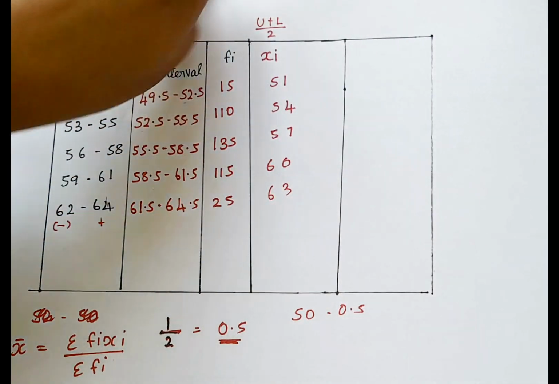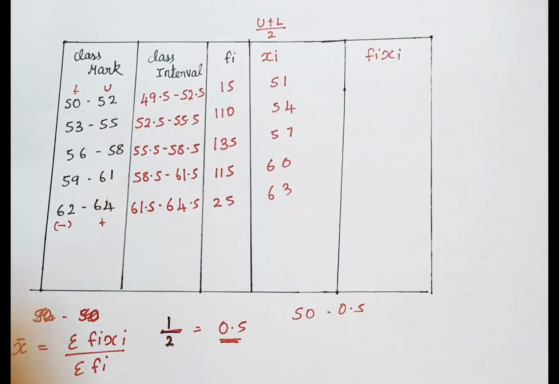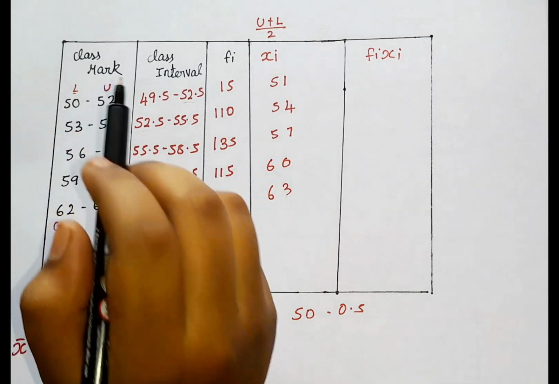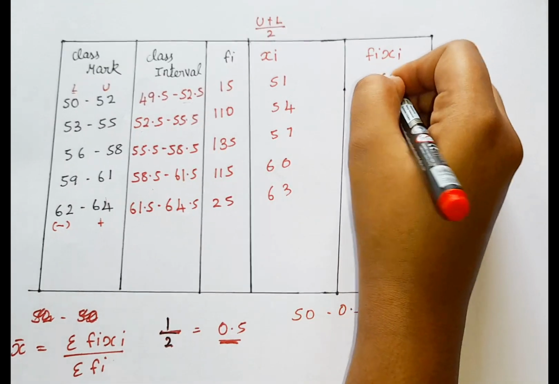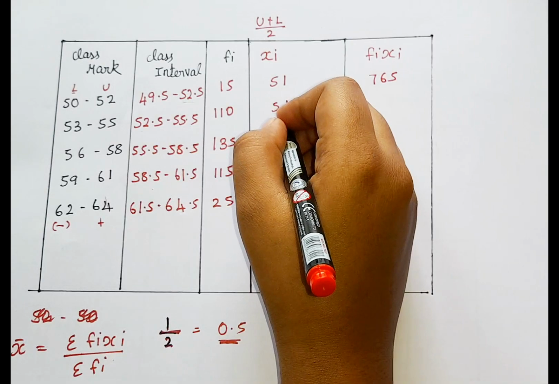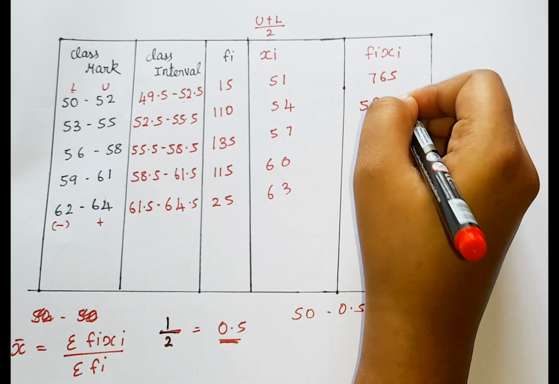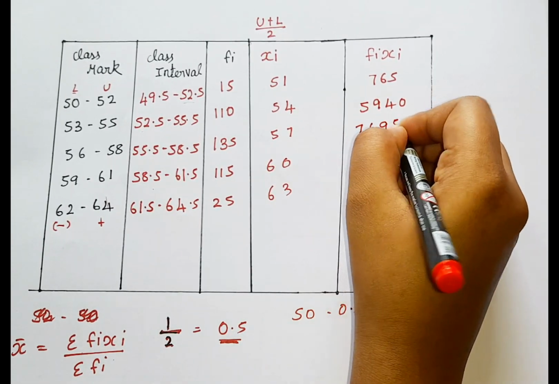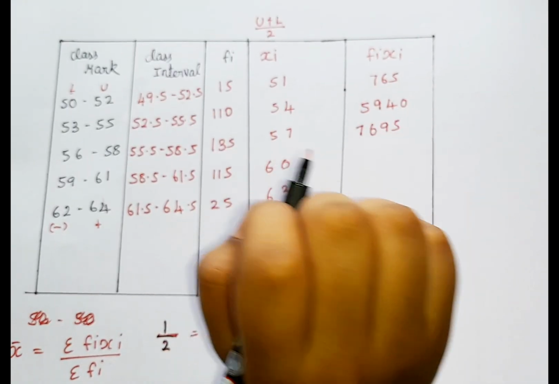Now I'm supposed to find fi xi. What is the meaning of fi xi? It means fi into xi. So 15 into 51 is 765. 110 into 54 is 5940, and here 57 into 135 is 7695.